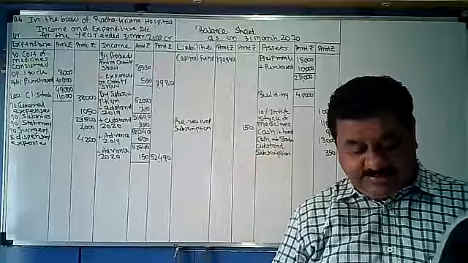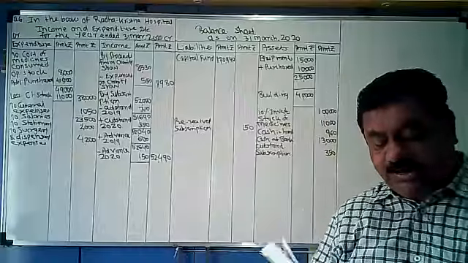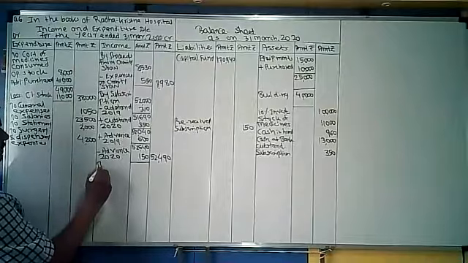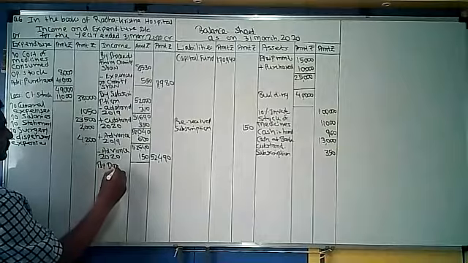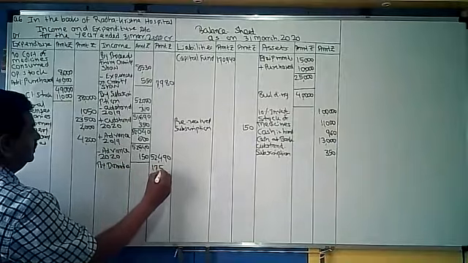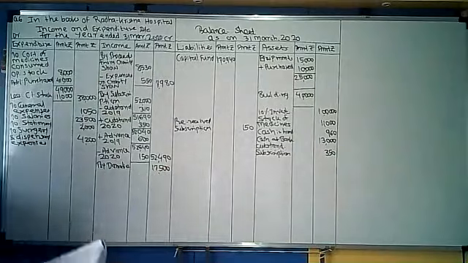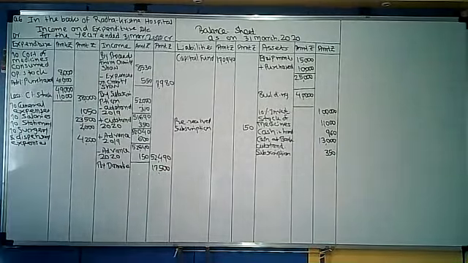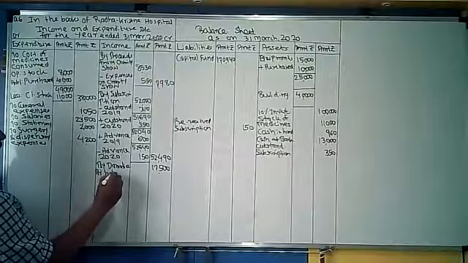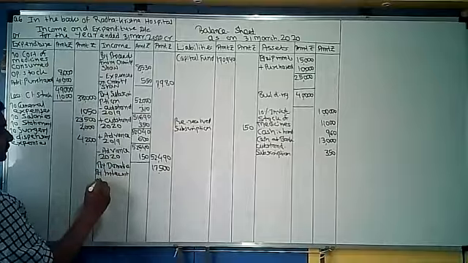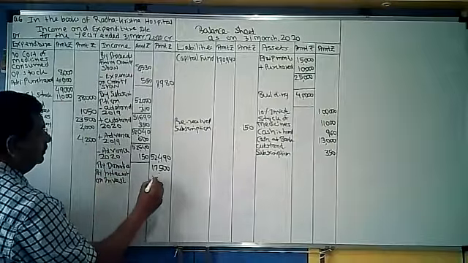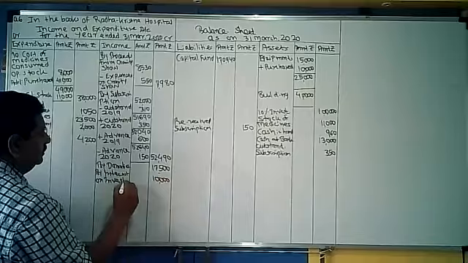Now the next item from the receipt side, donation general, that is your income by donations, 17,500. Interest on investment. So interest on investment is an income, 10,000.